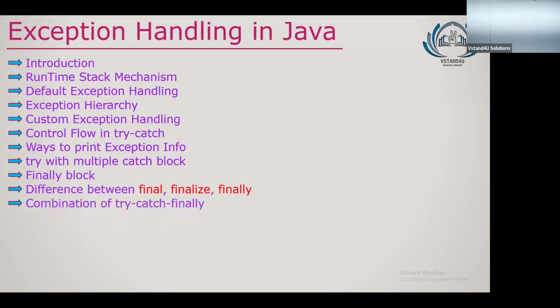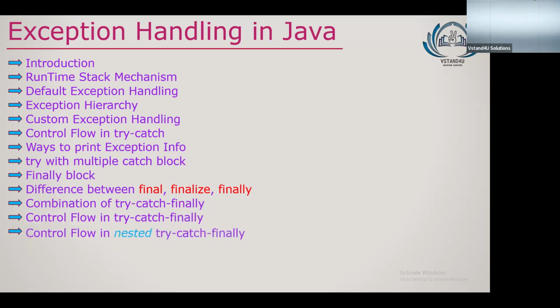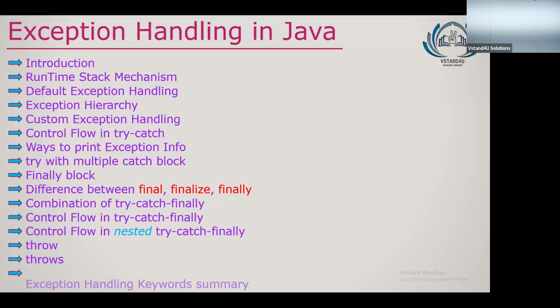Apart from that, we will see multiple combinations of try, catch, finally: try within try, catch within catch, try catch within finally, and all various combinations. The complete control flow between try, catch, finally, and nested try catch also. Then throws, and a summary of exception handling. Basically, entire exception handling is all about five keywords: try, catch, finally, throw, and throws. If you know these five keywords, you know exception handling very well. There is no issue about it.